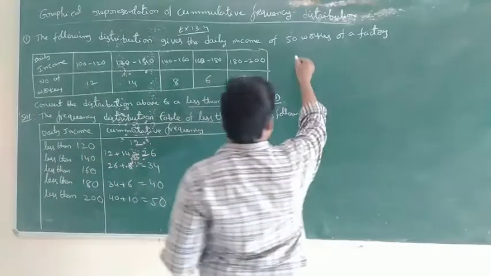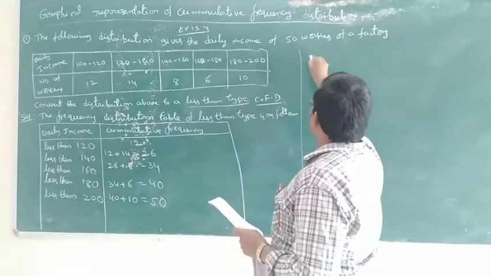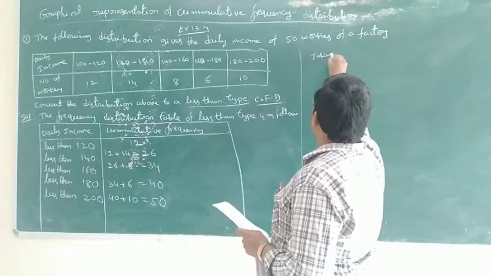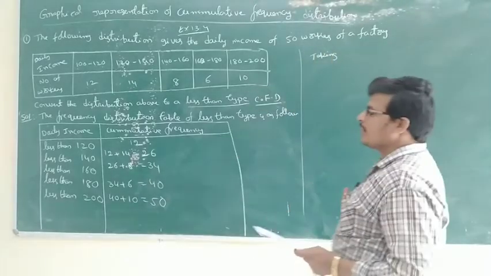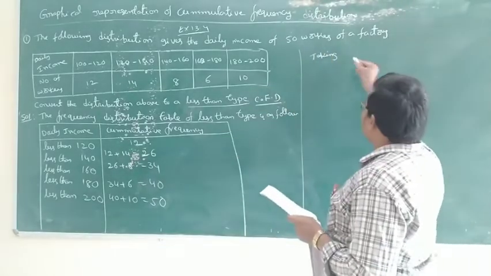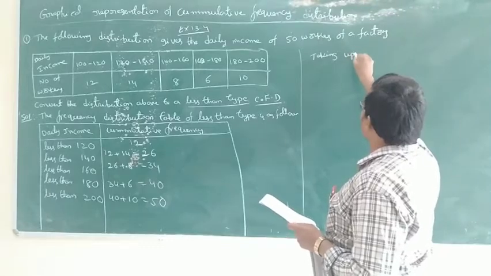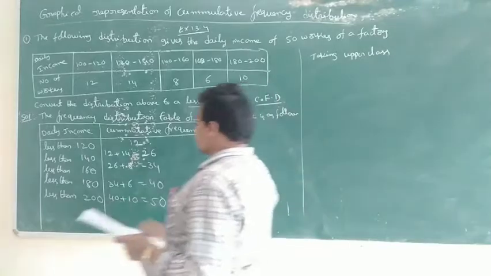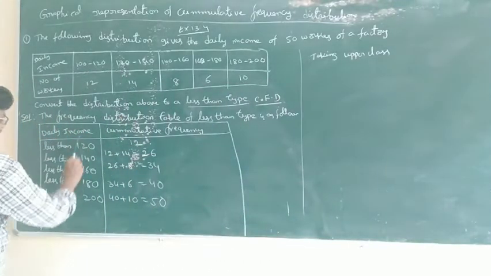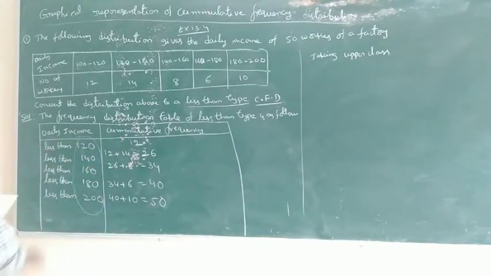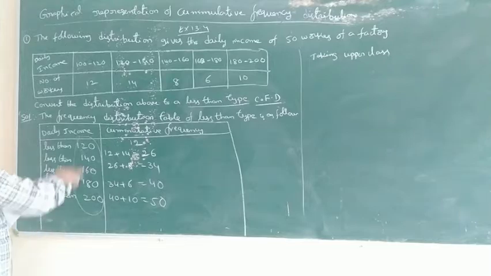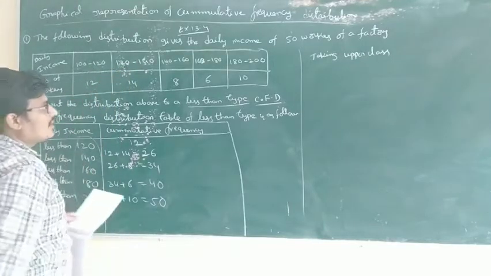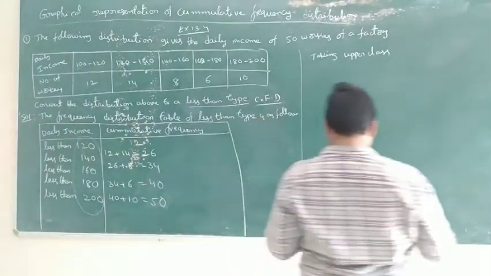Next, the graph. This is the table. Taking the upper class limits, the first column of the table is called the upper class.